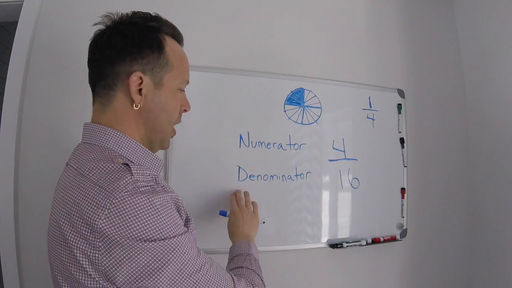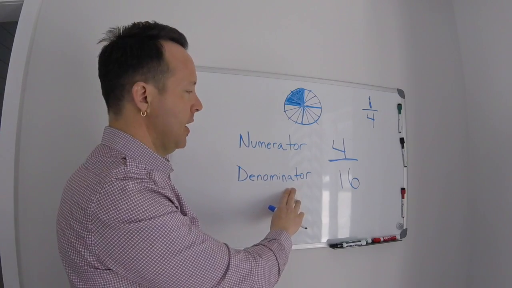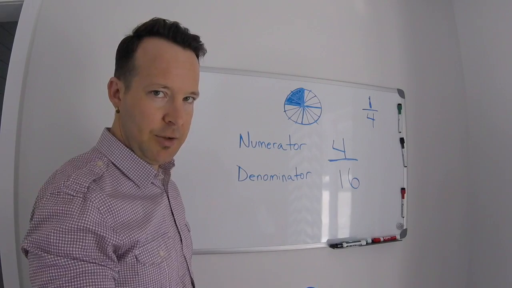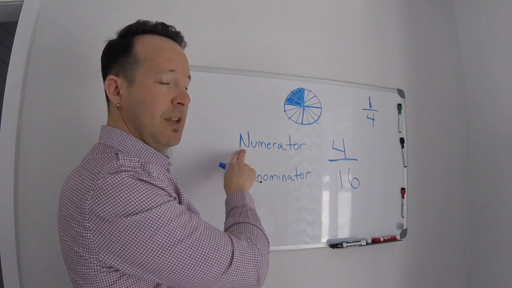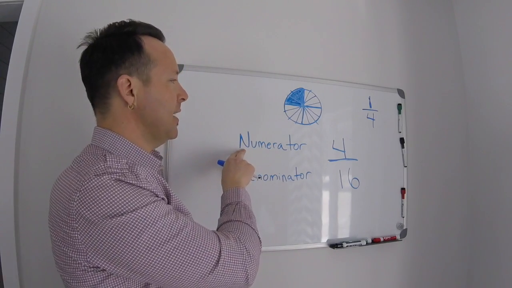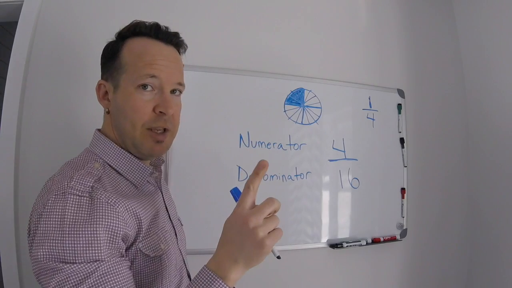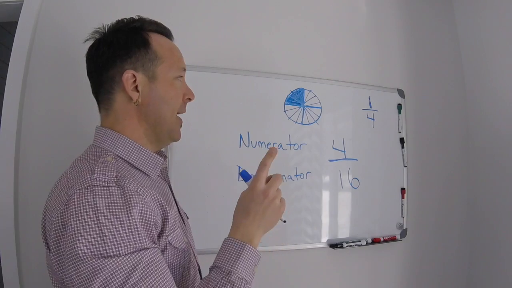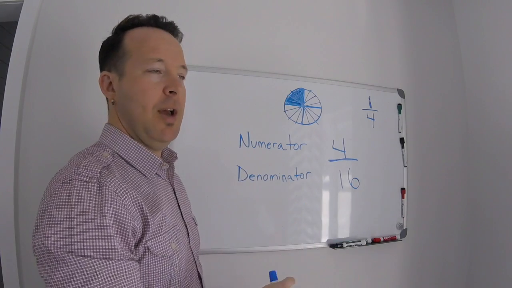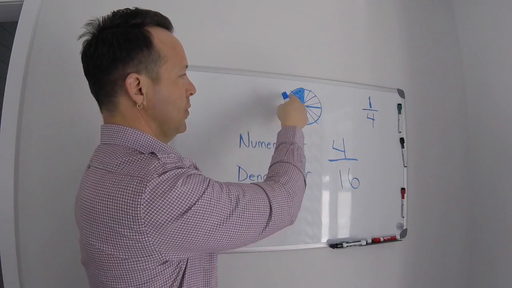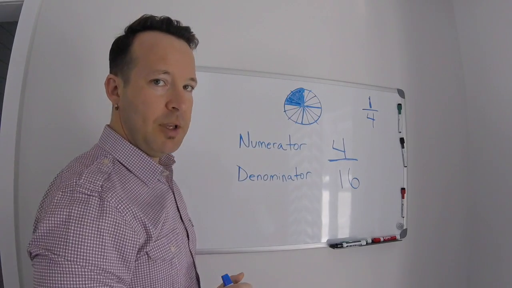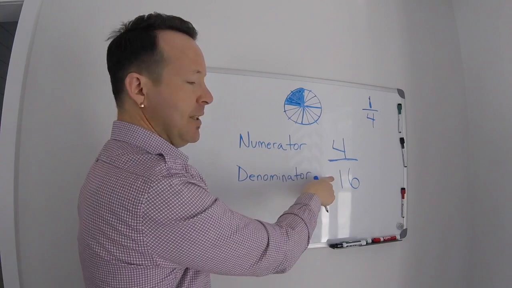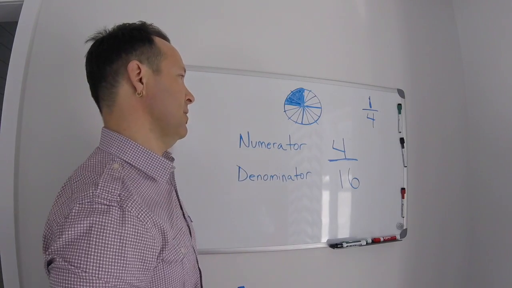So remember, denominator is always the bottom number. It always tells us how many pieces our object is being cut into. And our numerator is always the top number, and it tells us what one of those pieces is worth. In other words, it's worth 1, and then if we're talking about more than 1, how many? So in our case, we're talking about 4 pieces of cake, 4 of the 16 pieces, or 4/16.